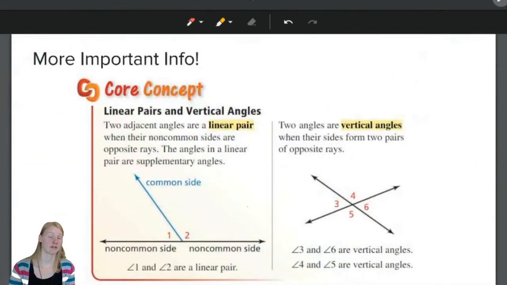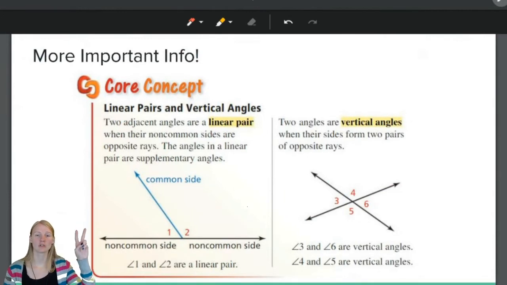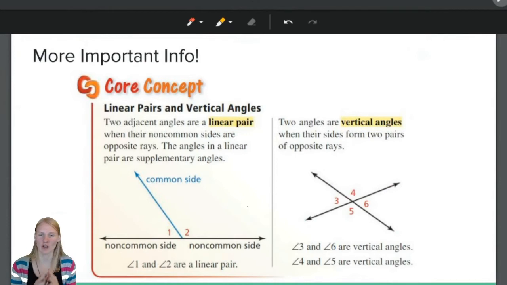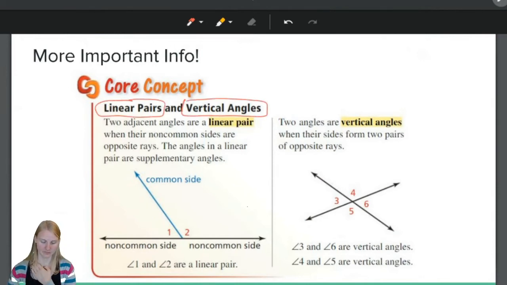Now, more important information. We talked about two special angle pairs. That's what today is all about. Today is about pairs of angles. The first pairs we saw were complementary and supplementary. Now, I'm going to show you different pairs. We have linear pairs, and we have vertical angles. And actually, let's do different colors like we did last time.